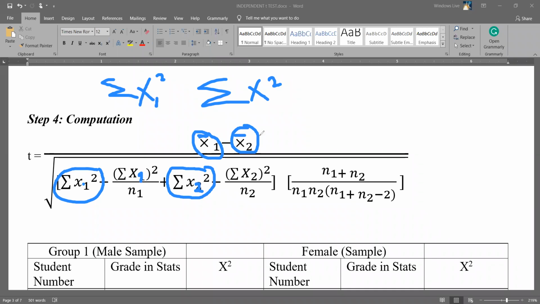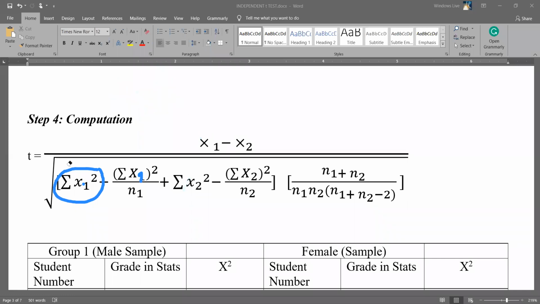Okay. All right. So these are the key things we are supposed to calculate.